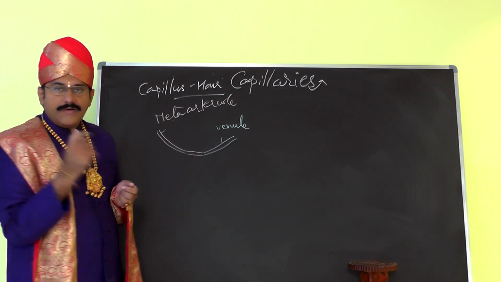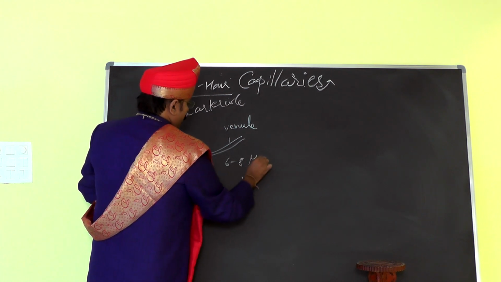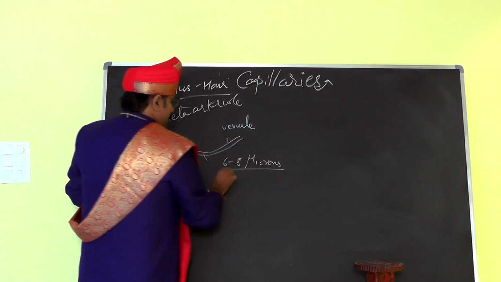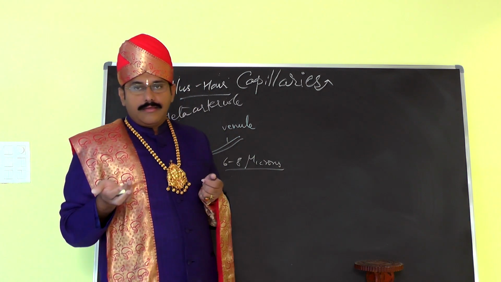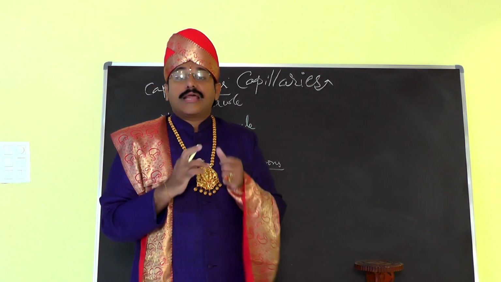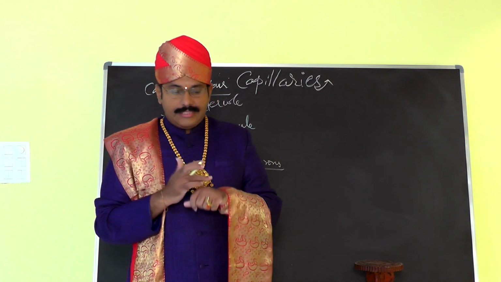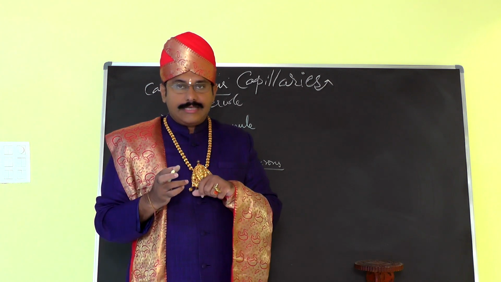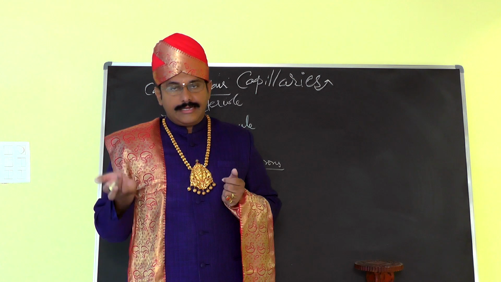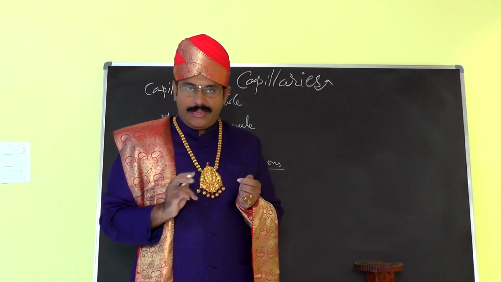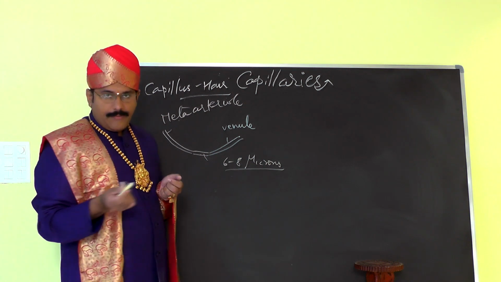The diameter of a capillary is just 6 to 8 microns. Normally, very small capillaries are present in the brain and in the intestine. There are large capillaries present in the skin. In the skin you have larger sized capillaries, whereas in the brain and the intestine you have very small capillaries. Now let us study the structure of the capillary.